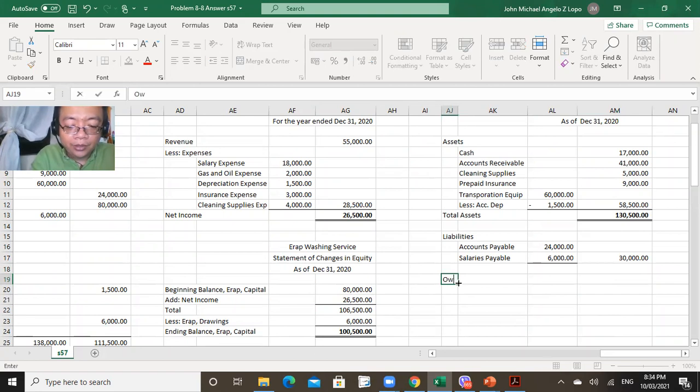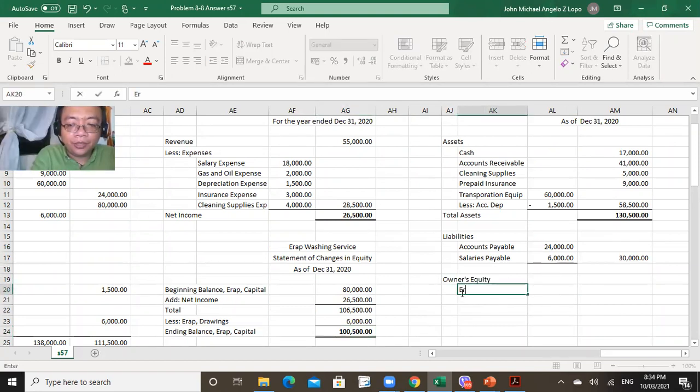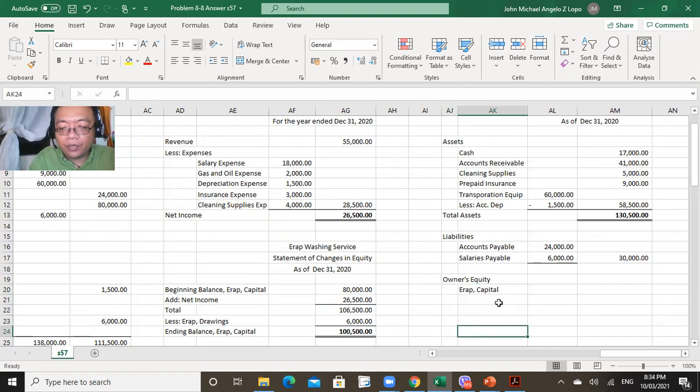Take note, a while ago I asked you: is the balance in the owner's equity the same as the balance in your balance sheet? The answer is yes. So the owner's equity here, which is the heir up capital, is not anymore 80,000. It should be 100,500. So the answer here is correct.